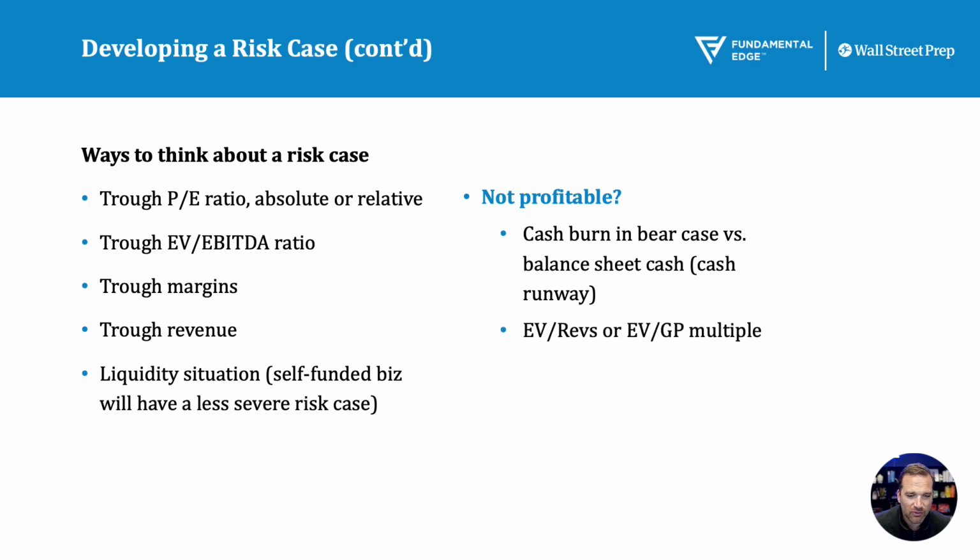You could look at EV to revs or EV to GP multiple, although those multiples tend not to be as reliable of a downside indicator as free cash flow multiples. You can think about asset backing and M&A backing, but again, generally for unprofitable businesses, the downside protection is not as real as a business that is generating real profits, real cash flow.